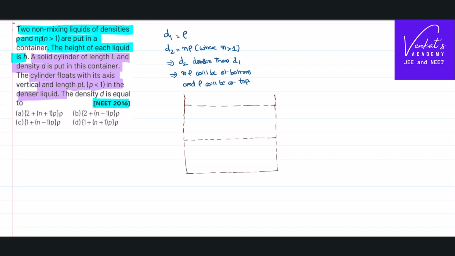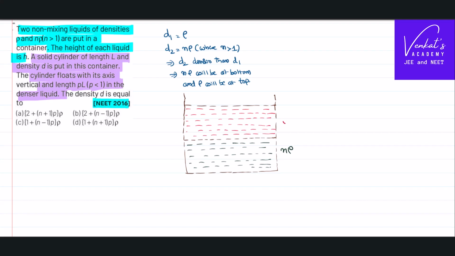I will just differentiate that with the colors, just for the sake of clarity. Who is the bottom liquid? As I told you, its density is n times rho. And the upper one is another liquid, with a different color I am using just for the sake of understanding. That's a little less dense, whose density is rho, because he said n is greater than 1.